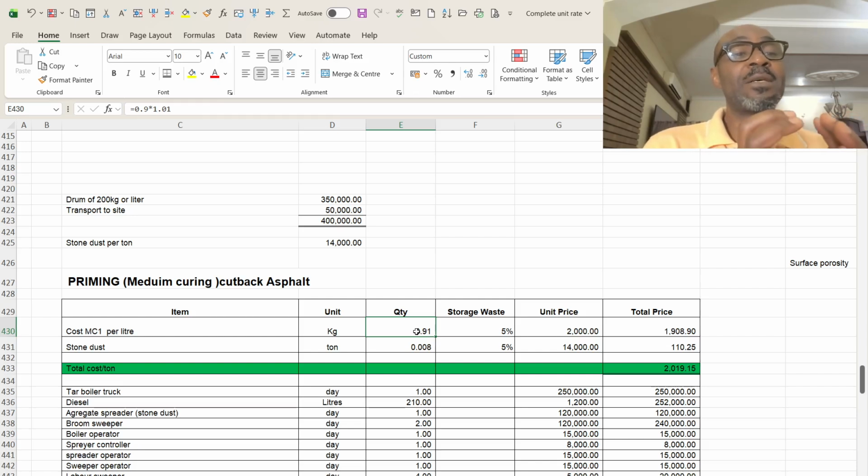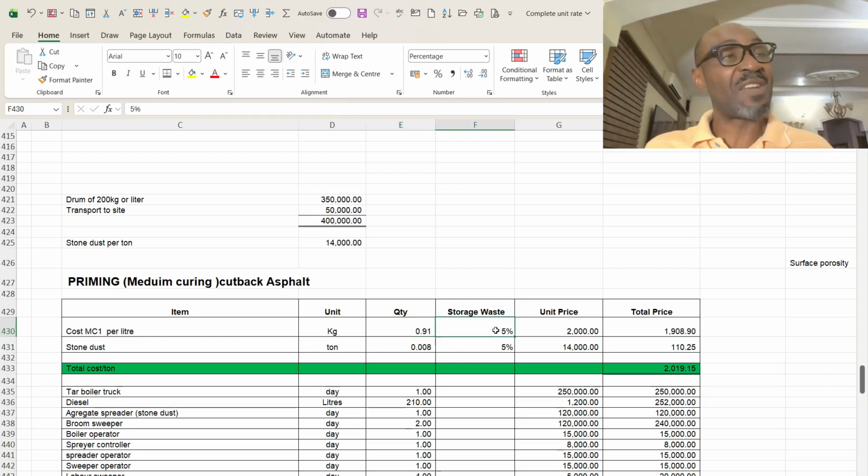So I now multiply it. I multiply the 0.9 liter that is expected to cover 1 square meter by the density just to convert it to kilogram, since my MC1 is sold in kg. So now I got 0.91 kg.